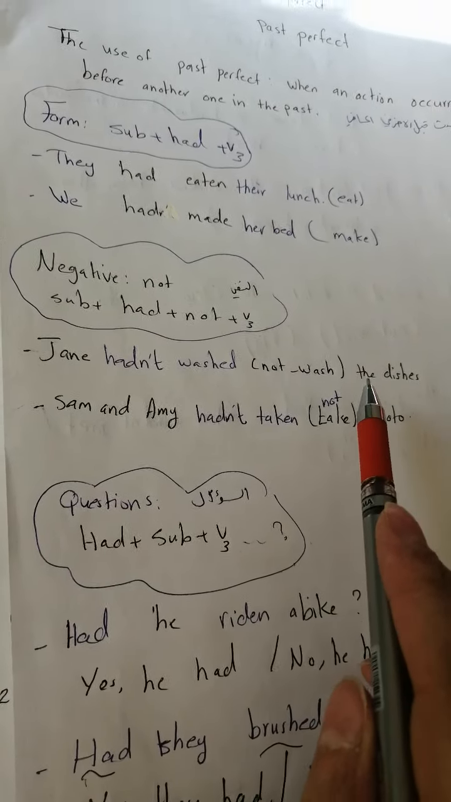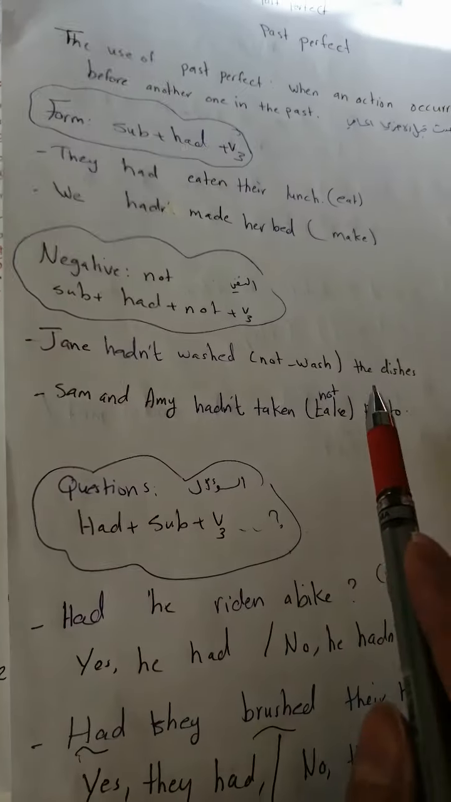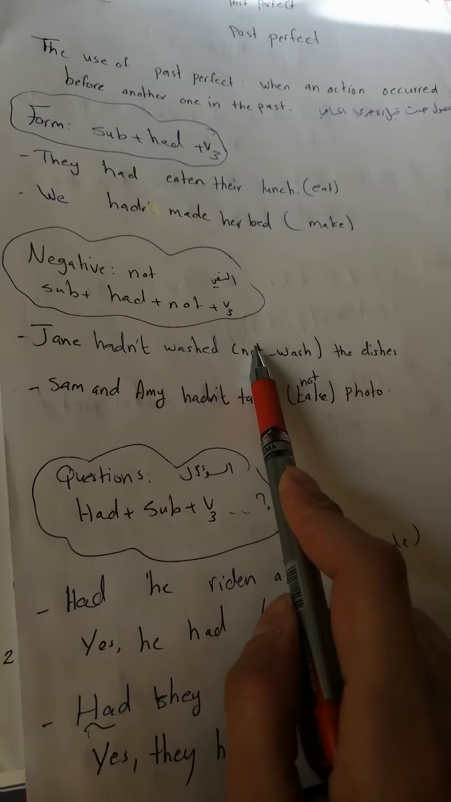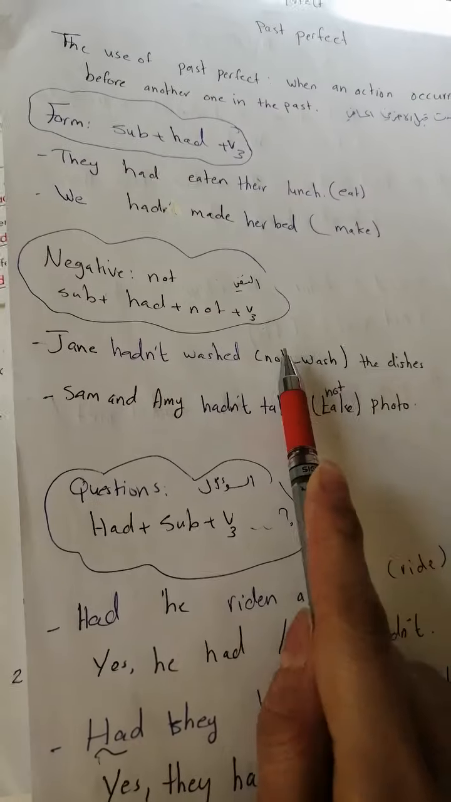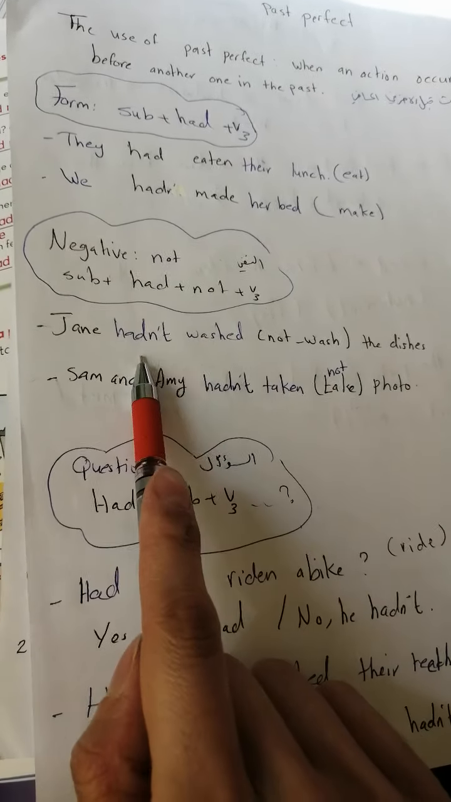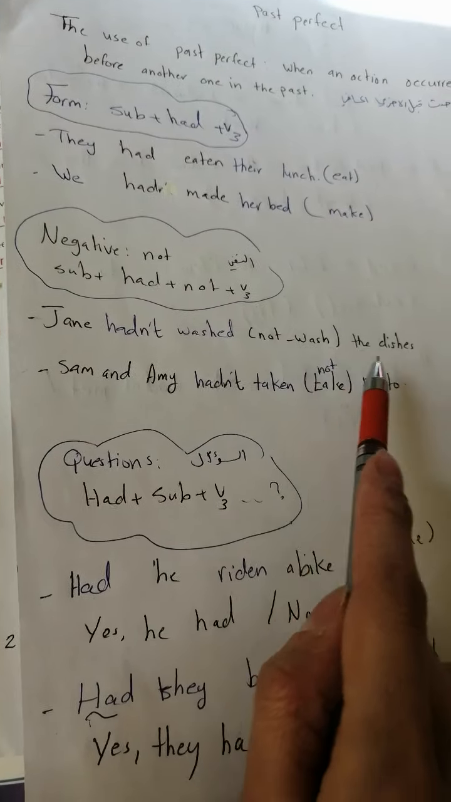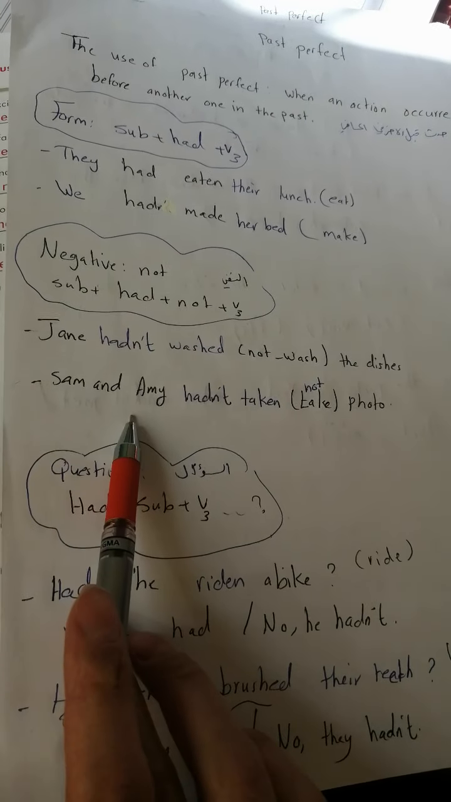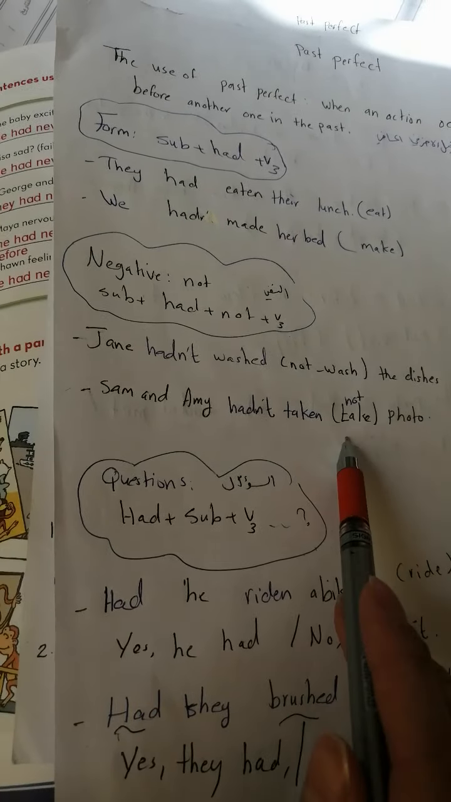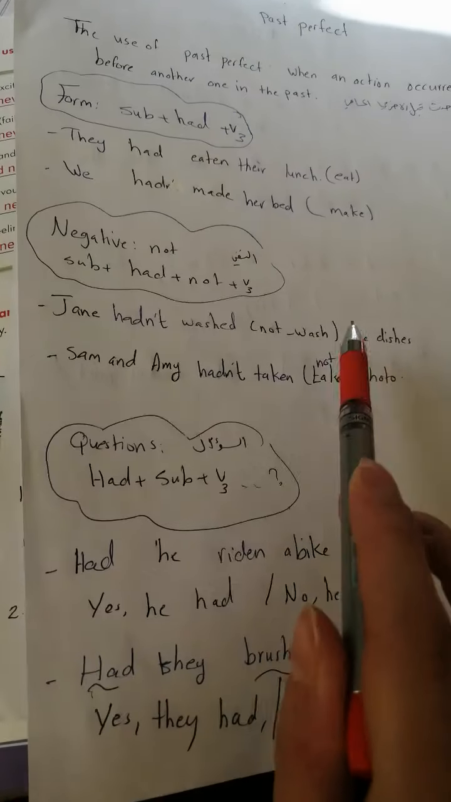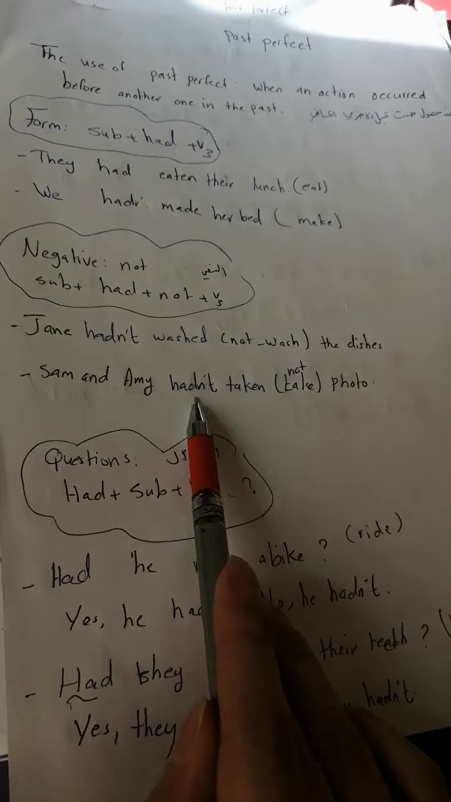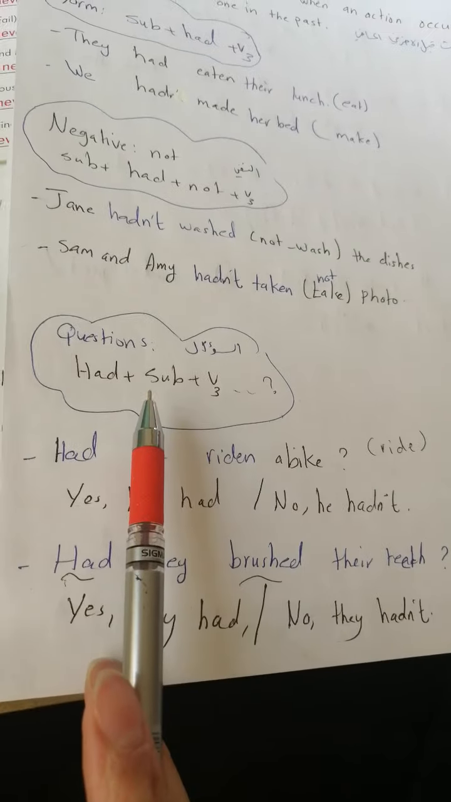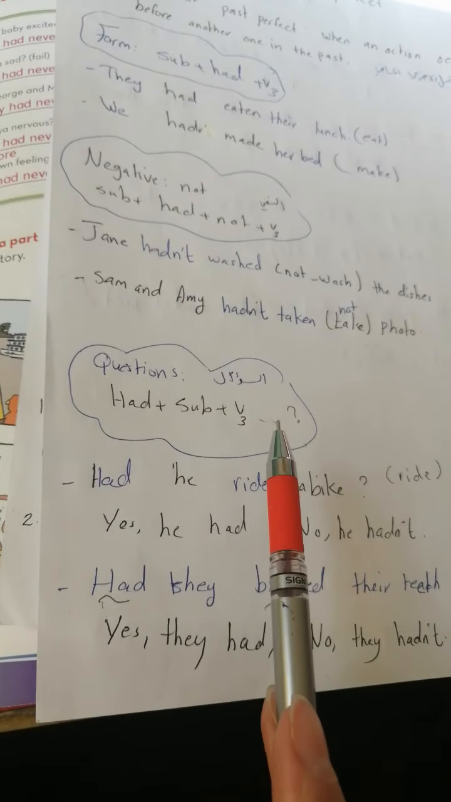Jane not wash the dishes. Here we have the verb wash and we have a not, that means I want to transfer the sentence to negative. With negative we should use hadn't plus verb 3, verb 3 of wash: washed. Hadn't washed. Sam and Amy a photo not take. Here we have a negative, I should transfer it to negative also. With negative: hadn't taken, verb 3 of take: taken.